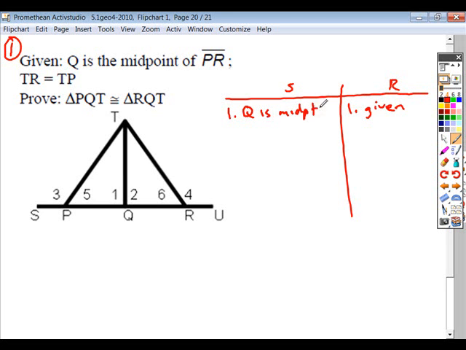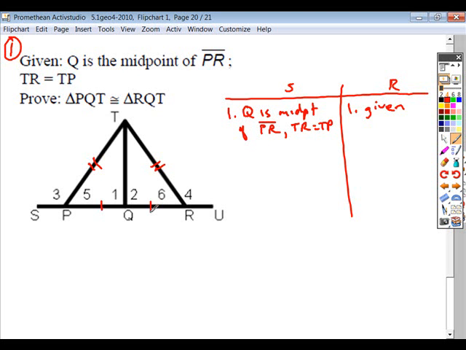So we'll begin with the givens. Q is the midpoint of PR. And we can still label what we have. We're also told that TR and TP are equal. So if we label these, here's TR and here's TP, and then we're told that Q is this midpoint. So we can interpret that information with the markings.